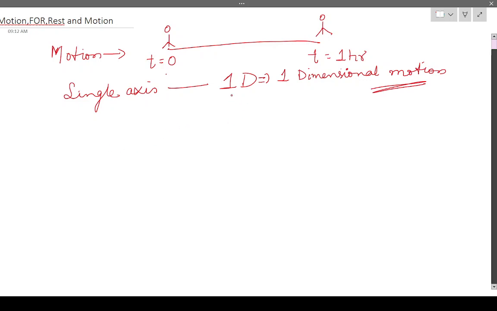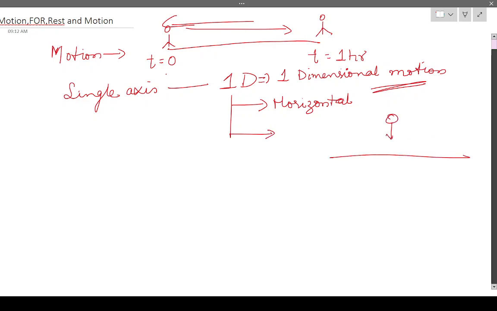Now, this one-dimensional motion may be horizontal. As I discussed earlier, this motion is horizontal. You can go here or you can come back. That is going to be a horizontal motion. Suppose you are dropping a ball and that ball is bouncing after hitting the ground. So what type of motion is that? It's also a one-dimensional motion that is happening in a straight path, and that is nothing but the vertical motion.